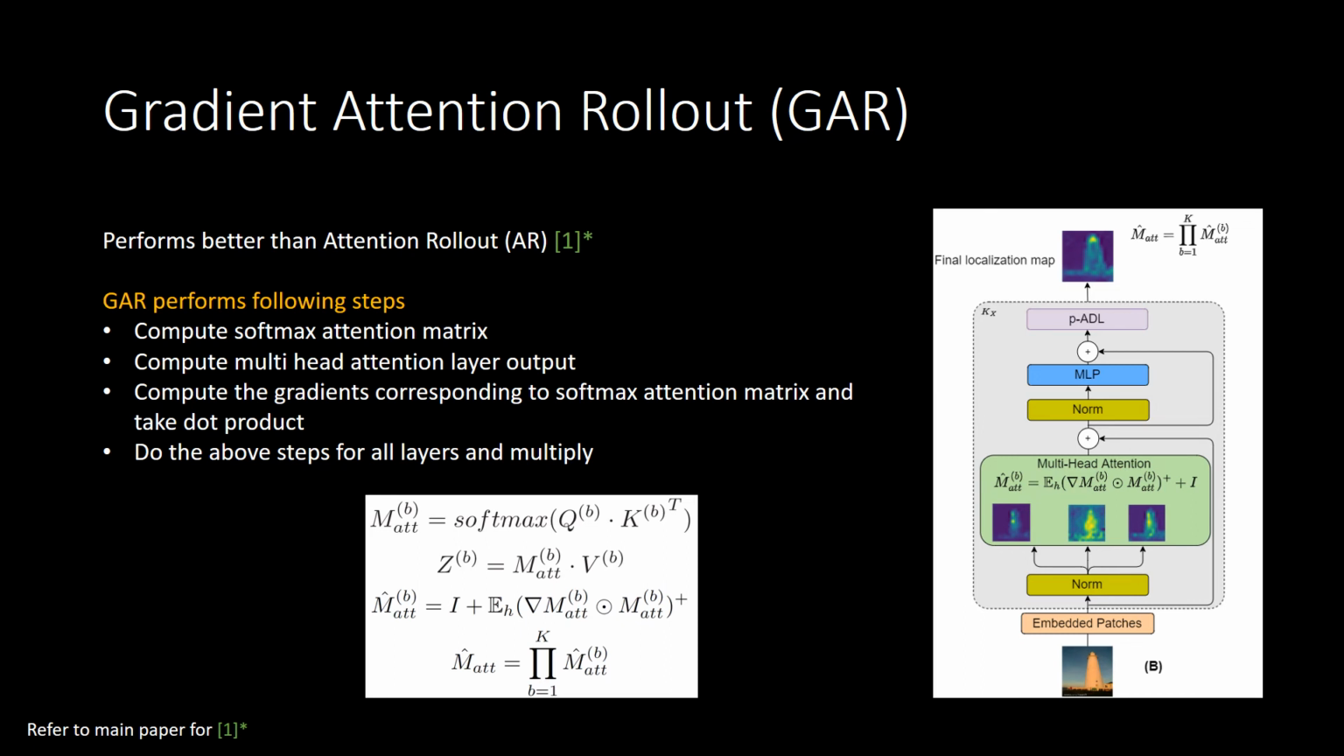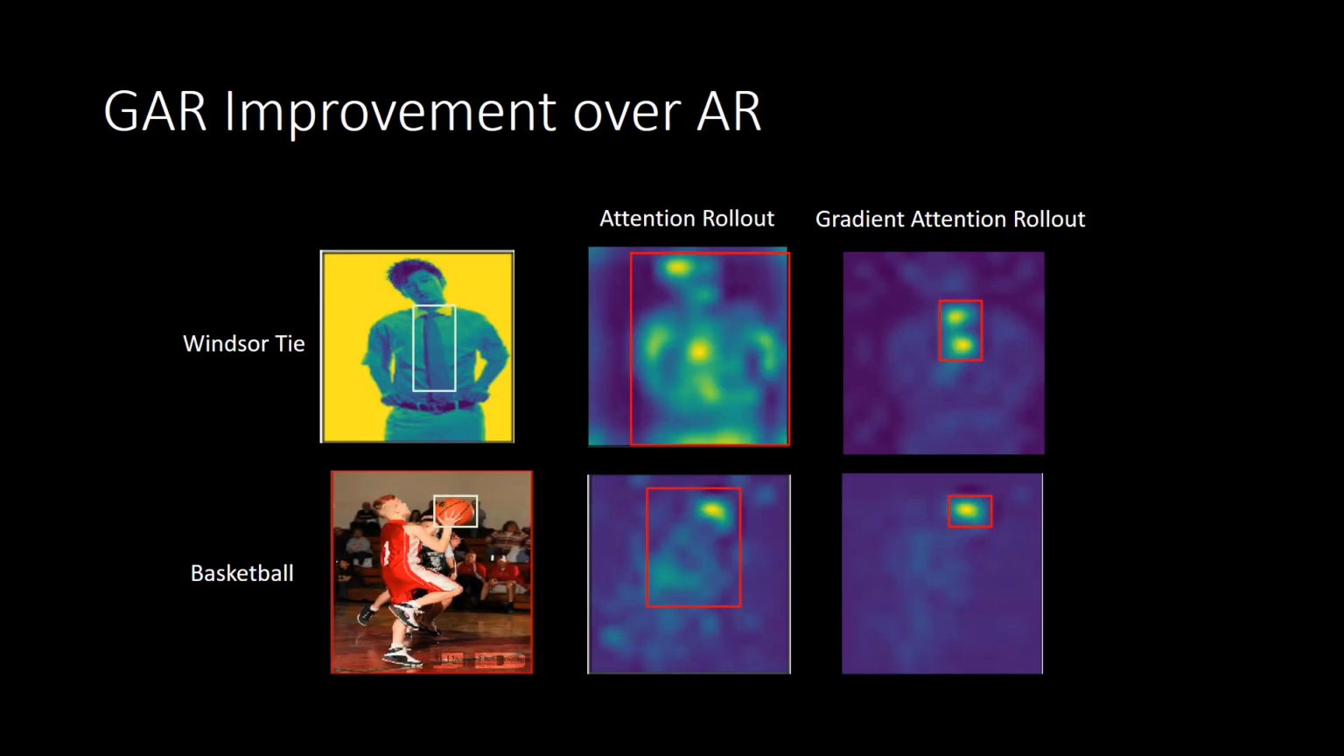We also compare our method against another map generation method called layer relevance propagation, LRP. We showcase some examples of how introducing gradient maps helps in achieving class dependency. We can clearly see that in the case of tip-in basketball, our method does better in generating a class-specific localization map as compared to attention rollout, which highlights the person as well.